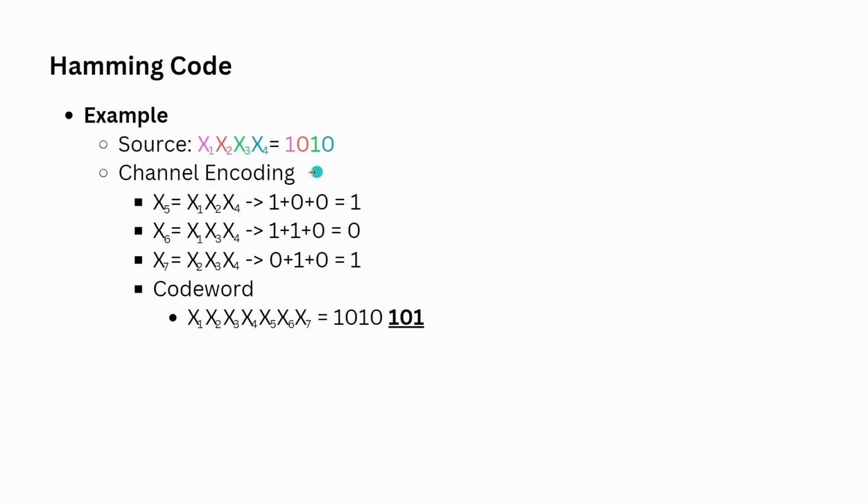Notice that in the source I colored the numbers. This is because each of these values corresponds to these x sub values. In channel encoding, you will see that x sub 5 is equal to x sub 1, 2, 4, x sub 6 is equal to x sub 1, 3, 4, and x sub 7 is equal to x sub 2, 3, 4. You will then need to substitute them with the corresponding values in the source. So this means that x sub 1 plus 2 plus 4 is 1 plus 0 plus 0. Do that for everything and you will have our new code word.